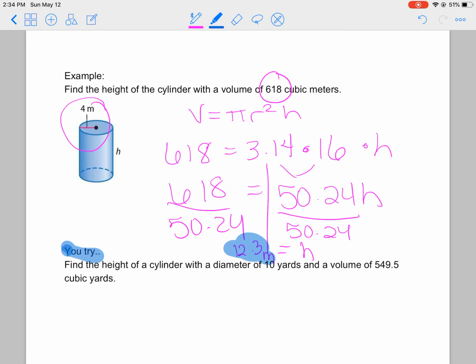You have one to try on your own that's similar. You're going to find the height again of a cylinder with a diameter, keyword diameter, remember you need radius, and a volume of 549.5 cubic yards. Set up your equation, fill in the pieces that you know, and solve for what you don't know. Super easy. Okay, if you have any questions, please make sure to ask, but I really don't think you're going to have too much trouble with this.